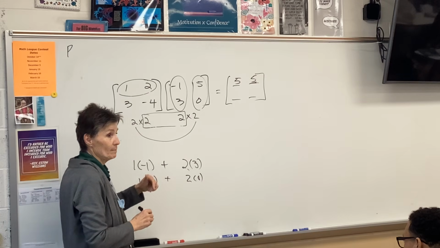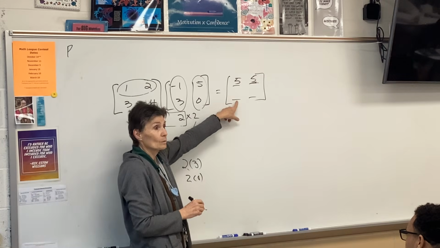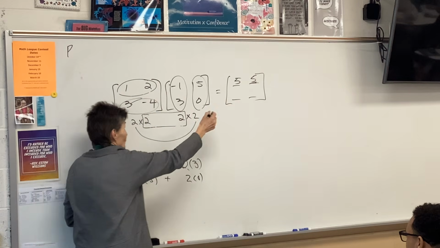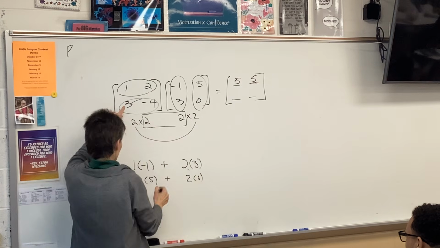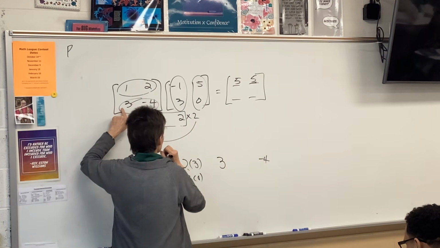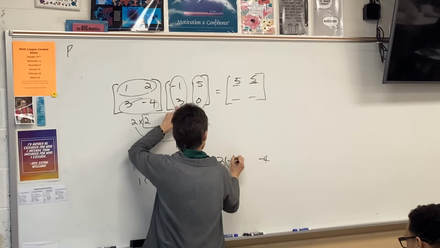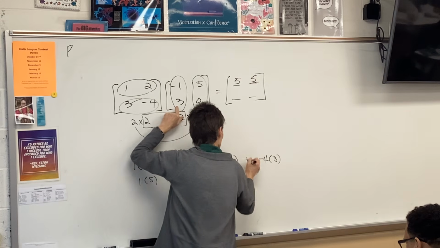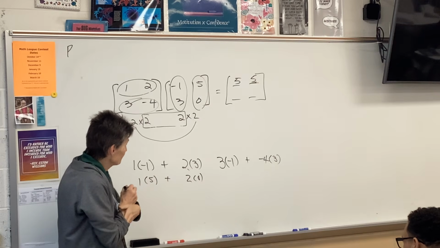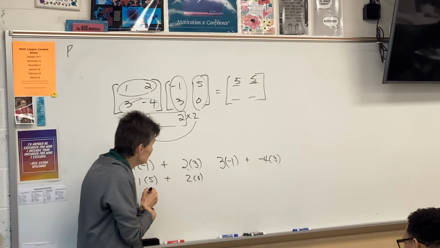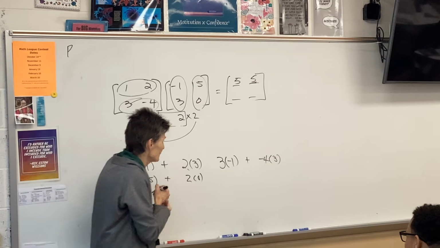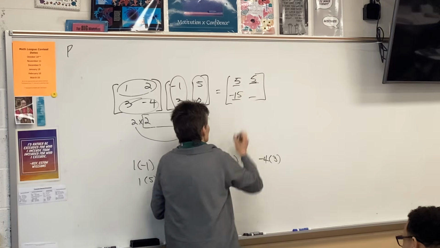All right, now what? Row 2, column 1. So I write down row 2, and next to those numbers, I write column 1, and I multiply and add. So what do I get there? Isn't it negative 3 and negative 12? That would be negative 15.